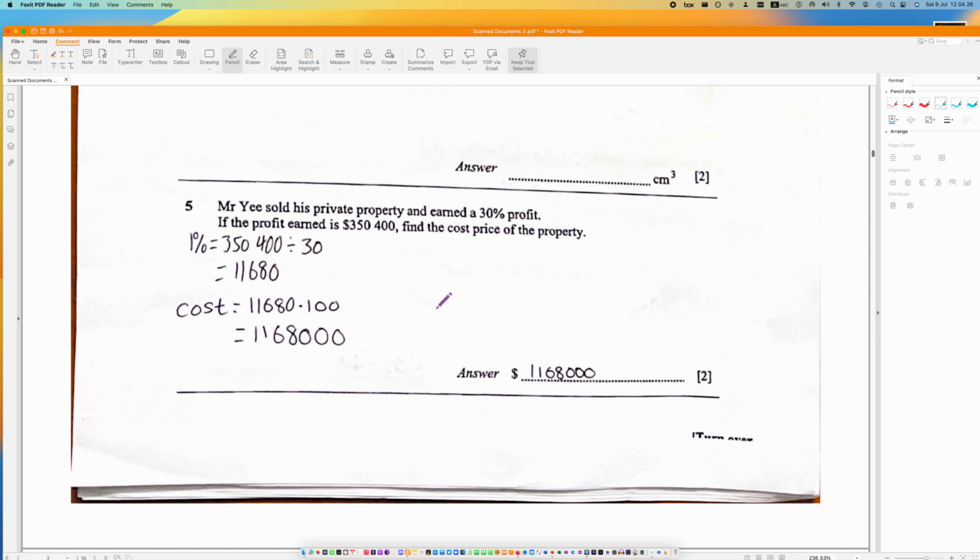Okay, good. Let's take a look at question 5. So question 5 is: his power to earn a profit of 30%. So the profit earned is this. So 30% is this, 35400, right? So you want to find out 1%. Then what do they ask for? Find the cost.